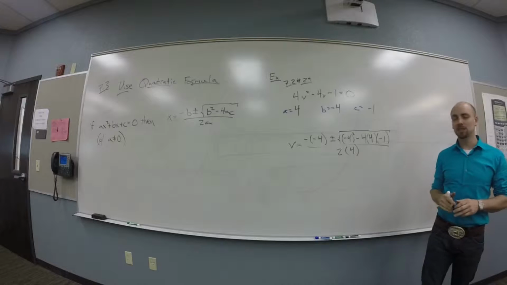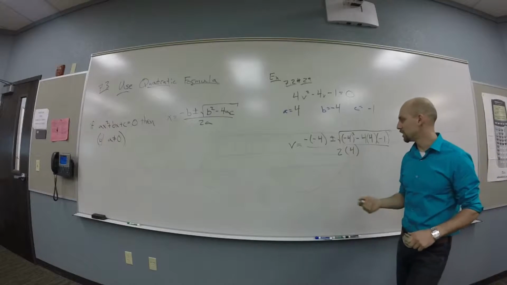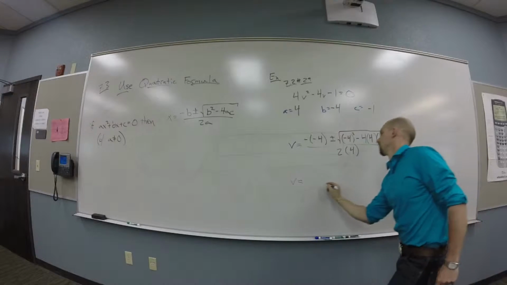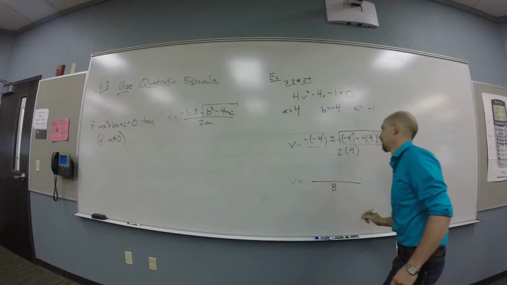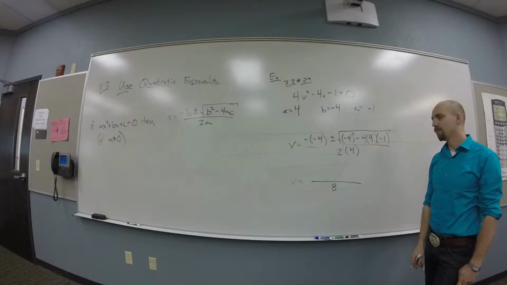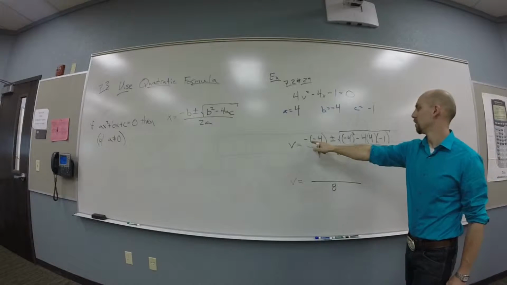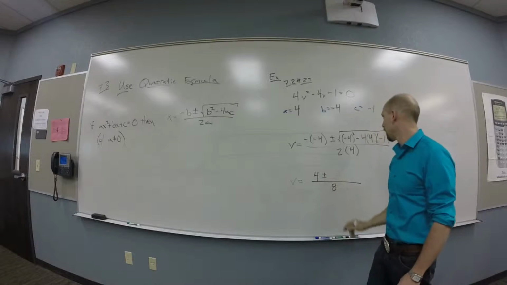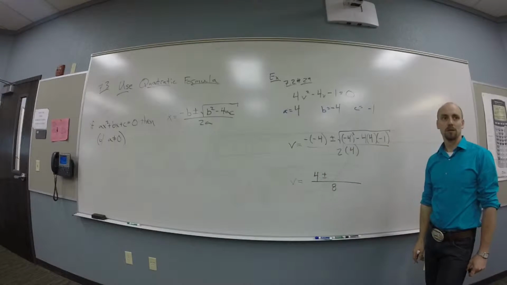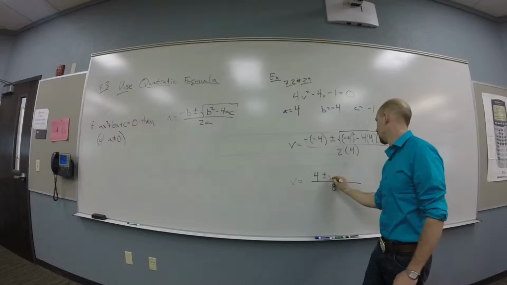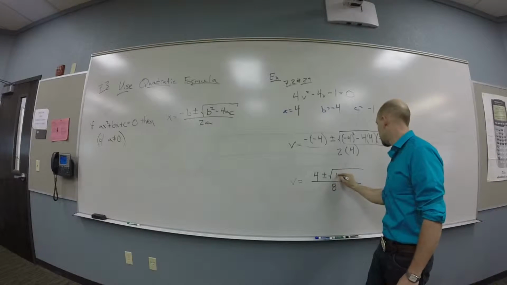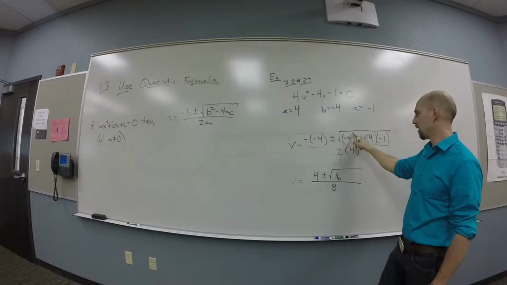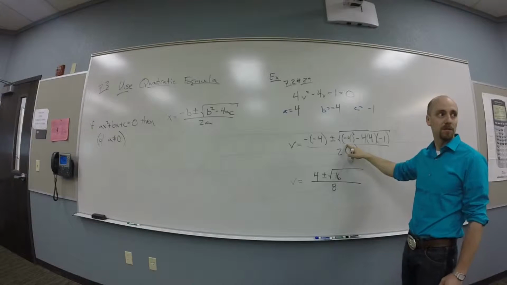Then your next step should be simplify. So what are the easy targets to simplify on this one? 2 times 4. Okay, 2 times 4 on the bottom is 8. What's easy on the top? -1 times -4. Okay, the negative is a positive, so I've got 4 plus or minus the square root of 16. So that's 16, right? Yeah. -4 squared, it's positive 16.